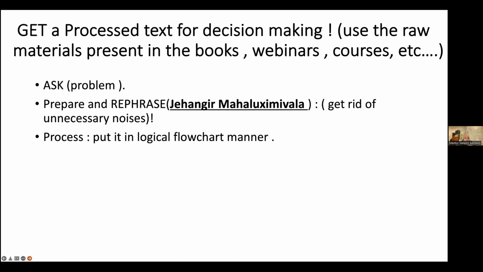What is the patient background? So you ask, you study, not just reading, you're doing an active part to extract a problem solving from the text. Second thing, you prepare and rephrase.